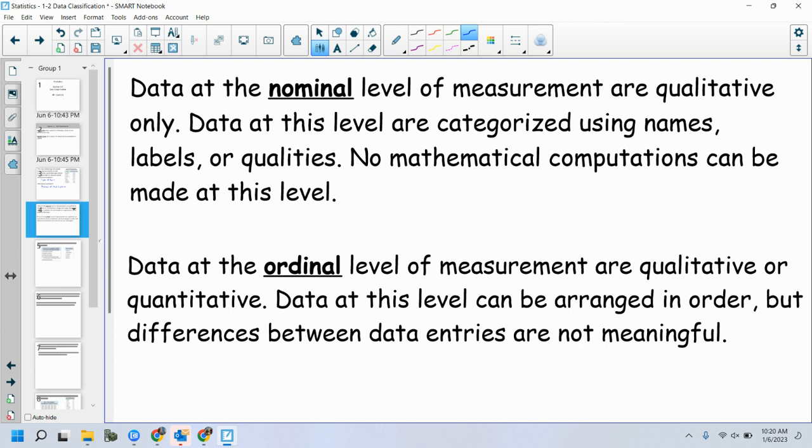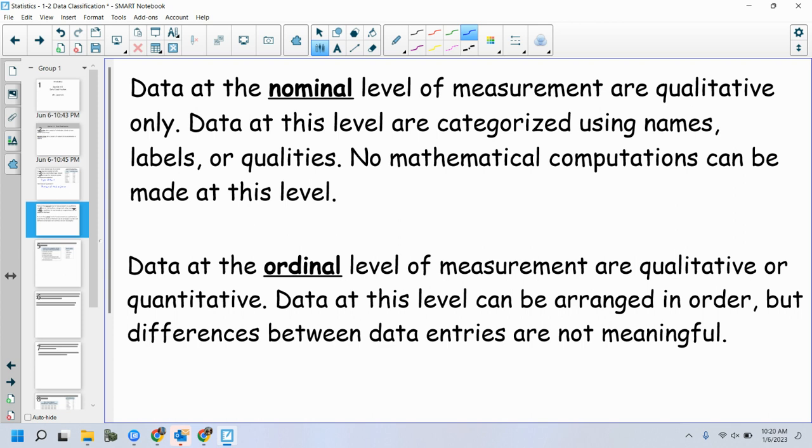If I just say, think about the root word of nominal, name alone, only giving me a name of something. Like who's your best friend? Give me a name. No, I can't rank them. Ranking turns into something different. But when I just say, give me the month you were born, that is a nominal level of measurement.